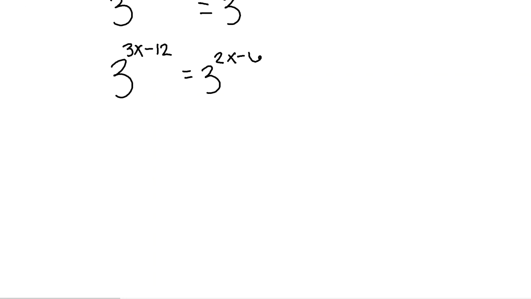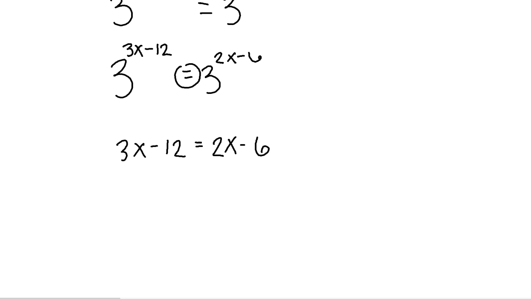And now I have the same base. I can just set those two exponents equal to each other because I know I need this to be equal. That's what that equal sign means. So let's go ahead and set them equal to each other and figure out what x has to be in order to make this true.